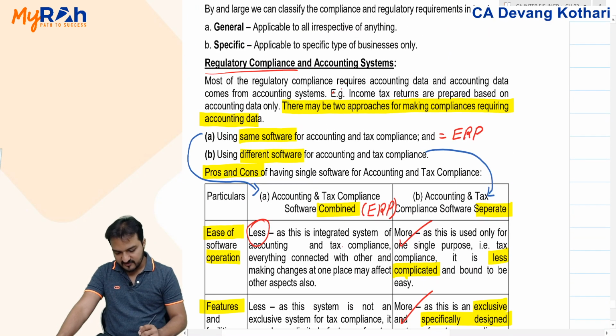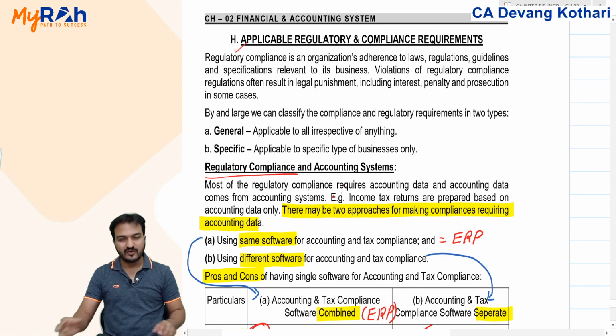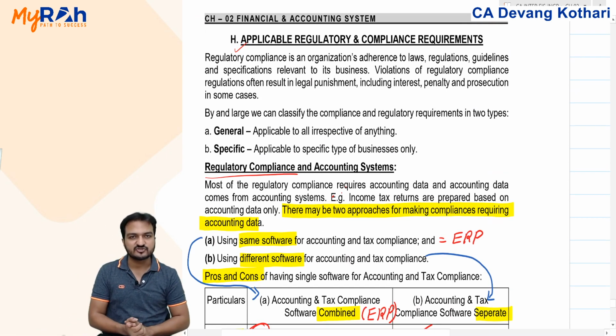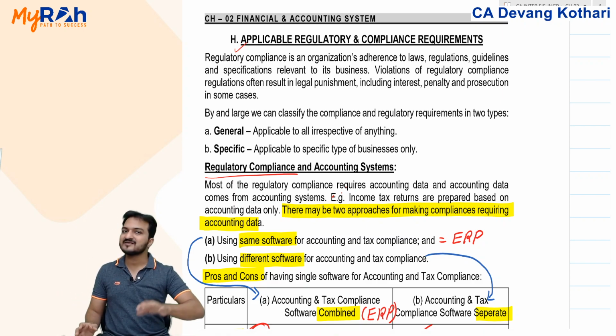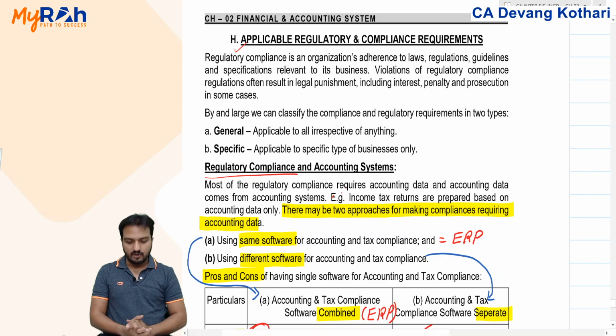So that covers my last topic here, the difference between combined software and separate software: combined software for accounting plus tax versus separate software for accounting and separate for tax. Okay, so that covers my revision of chapter number 2.